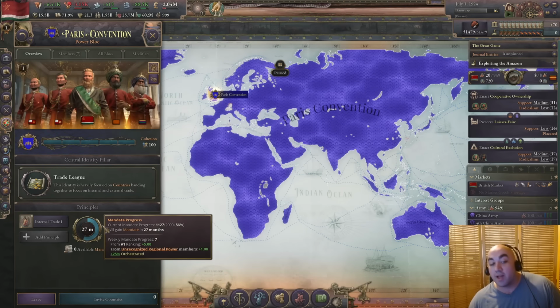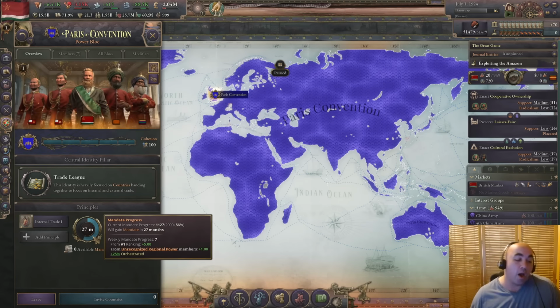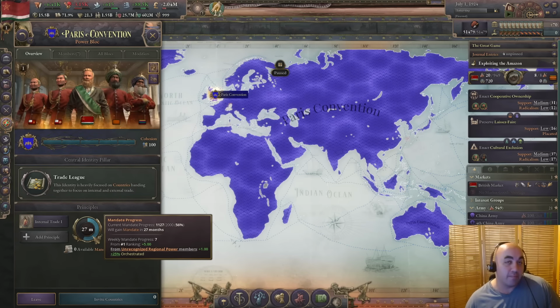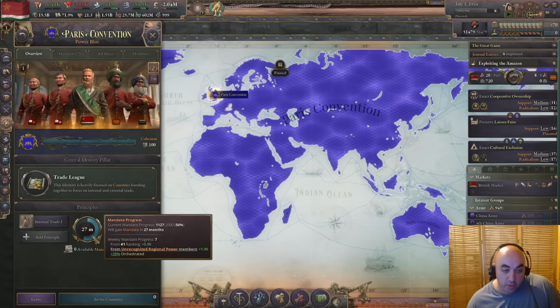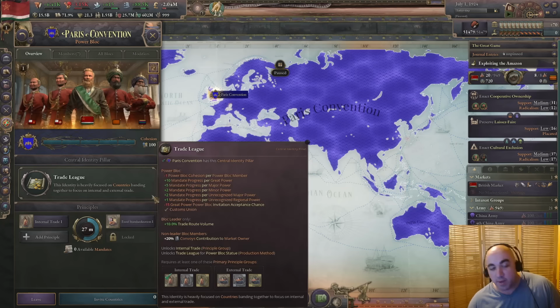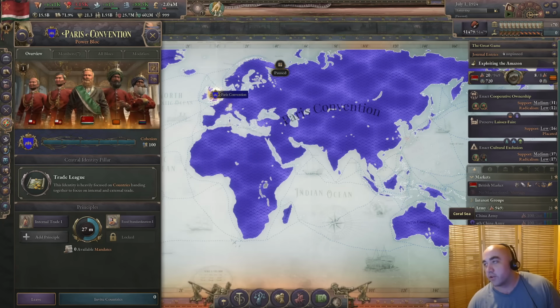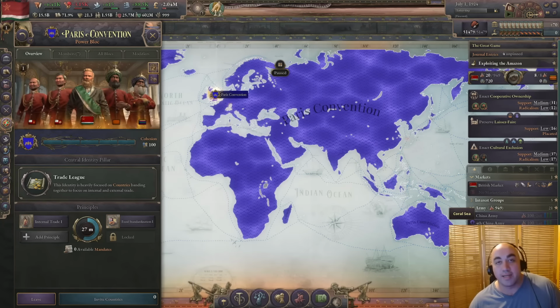mandate. If you generate a lot of mandate, that means you can swap reasonably often, and if you don't generate a lot of mandate, you can't swap reasonably often. And so this is going to be kind of the underlying ideas behind what we are going to be looking at. And without further ado, let's get into the central identity pillars.